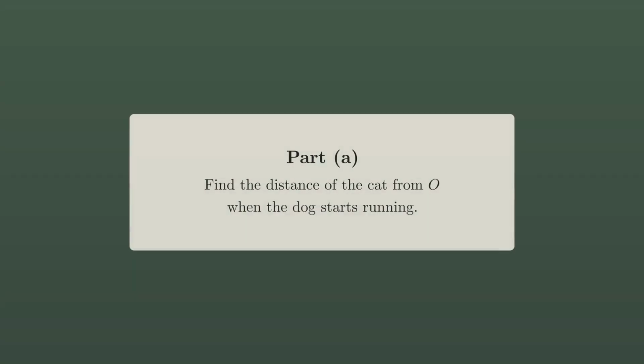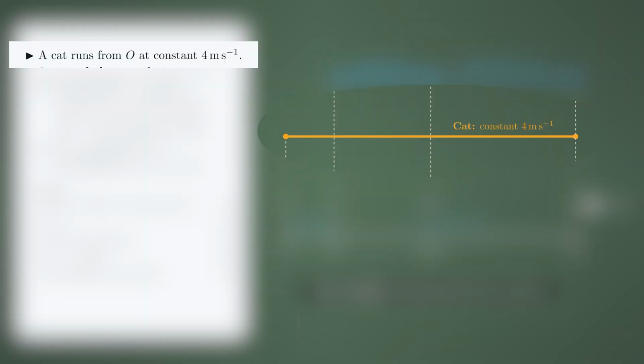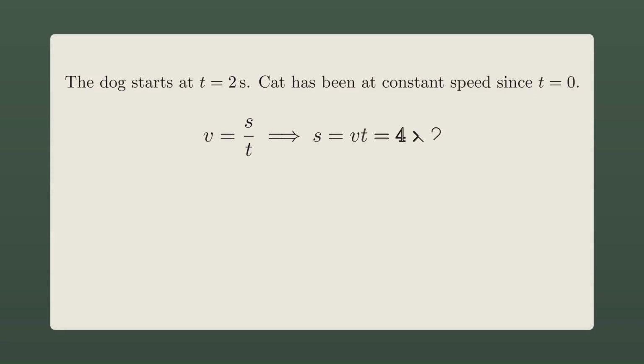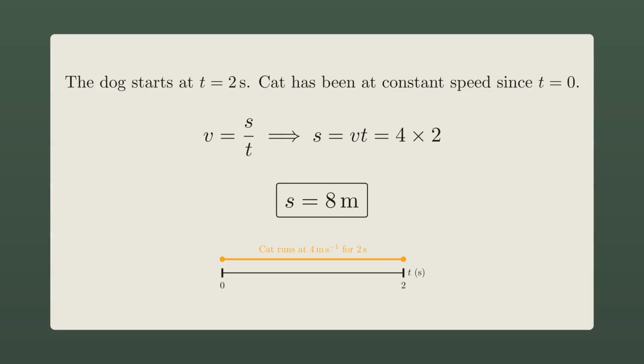Now part A says to find the distance of the cat from O when the dog starts running. So this is where it gets really interesting, because here the cat has been running at 4 meters per second for 2 seconds. Remember, the cat is running at a constant speed throughout the entire timeline. So here we don't even need SUVAT. We can simply say that distance is equal to speed times time. So that's 4 times 2 is equal to 8 meters.